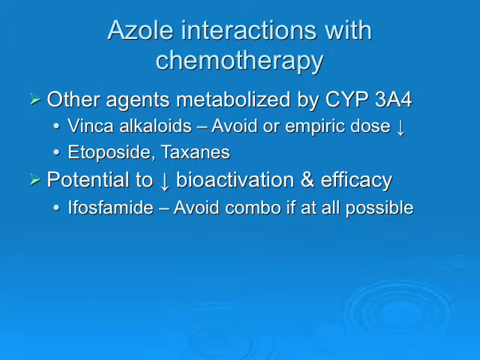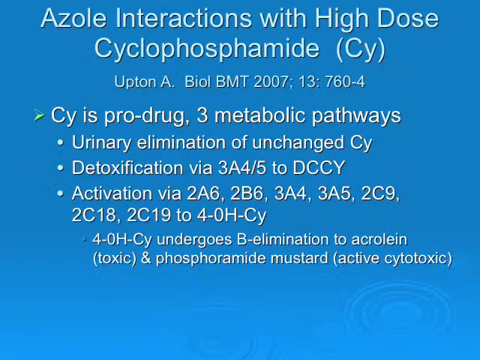Azole interactions with chemotherapy. Vinca alkaloids we want to avoid because they're 3A4 metabolized. They have potential to cause peripheral neuropathy if you have excessive accumulation. The etoposide and taxanes are also metabolized by 3A4. Potential to decrease bioactivation and efficacy of drugs like ifosfamide, which is 3A4 activated.